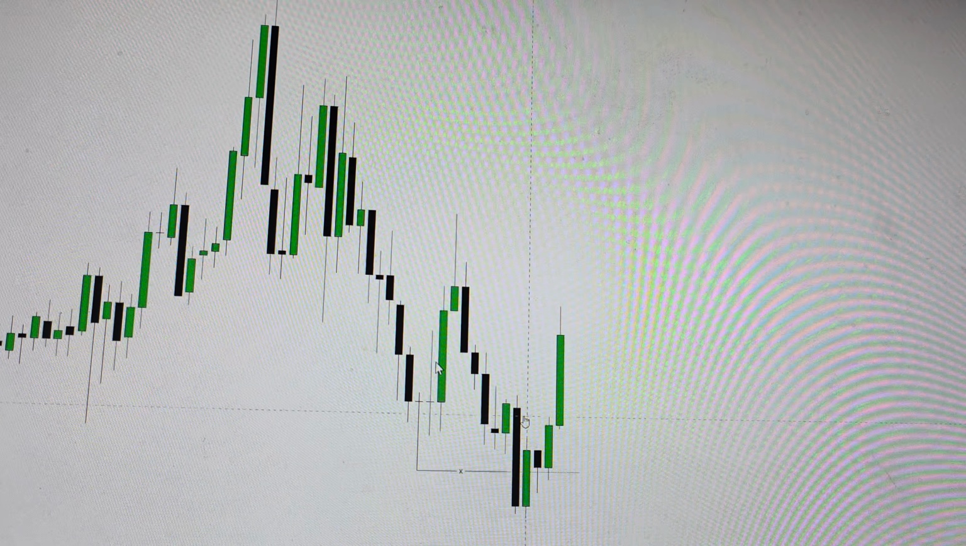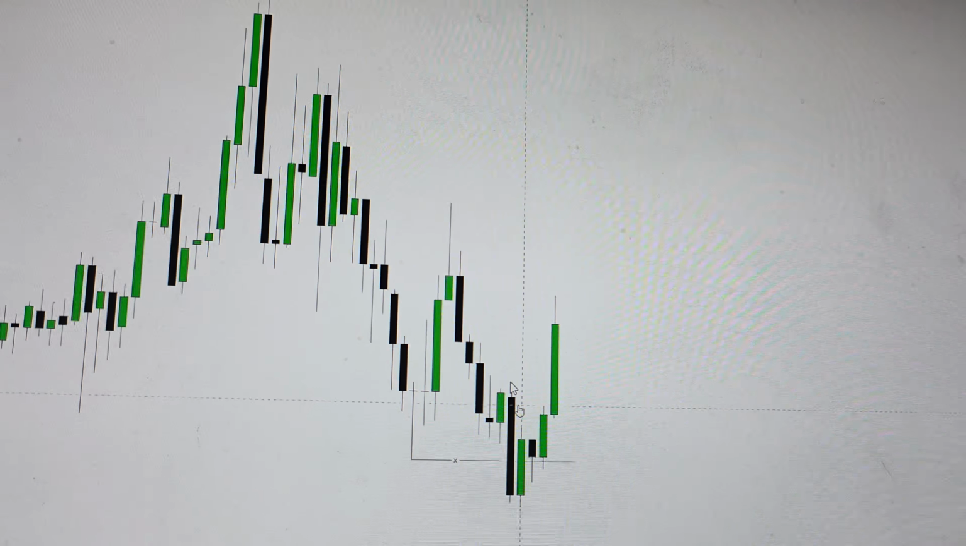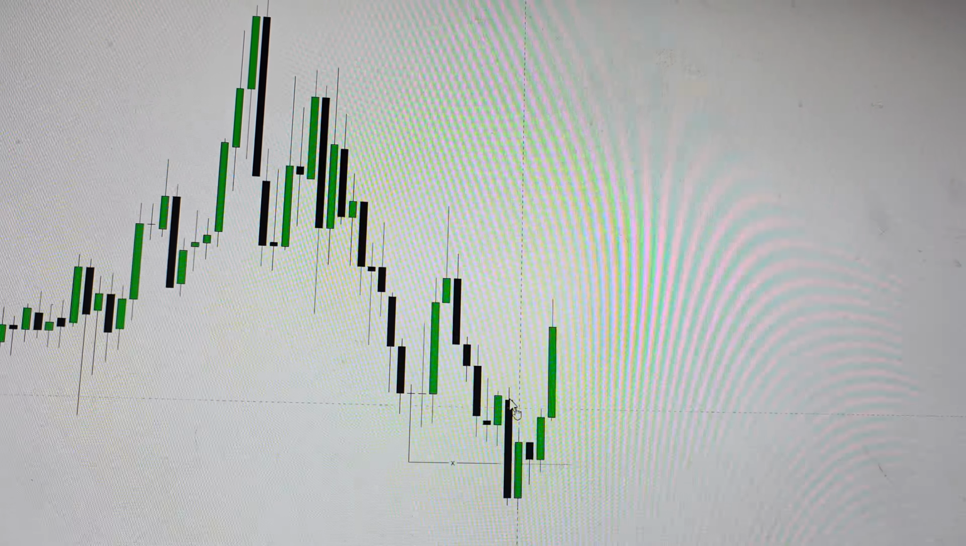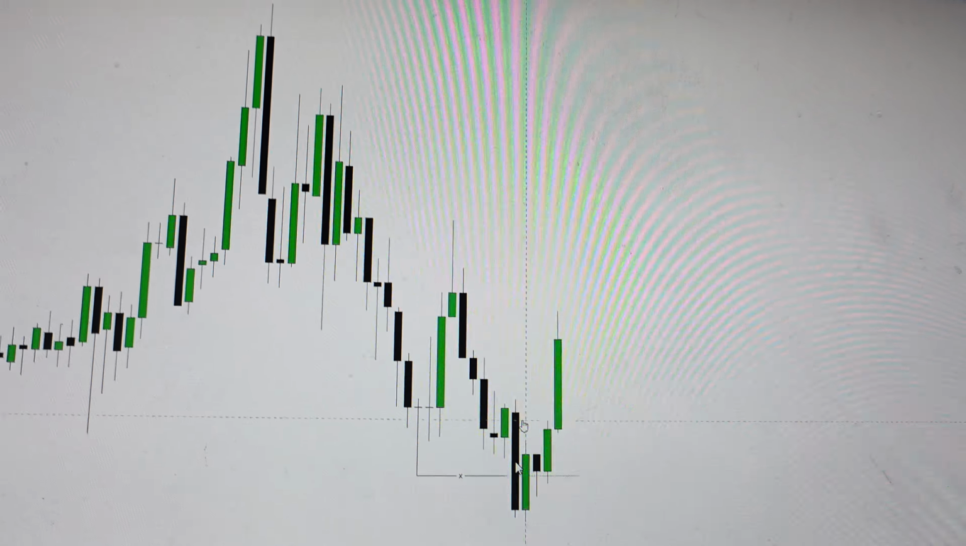So price would have to close above this candle for it to print a market structure shift. And then now this black candle right here becomes a valid order block. Hopefully that helps.